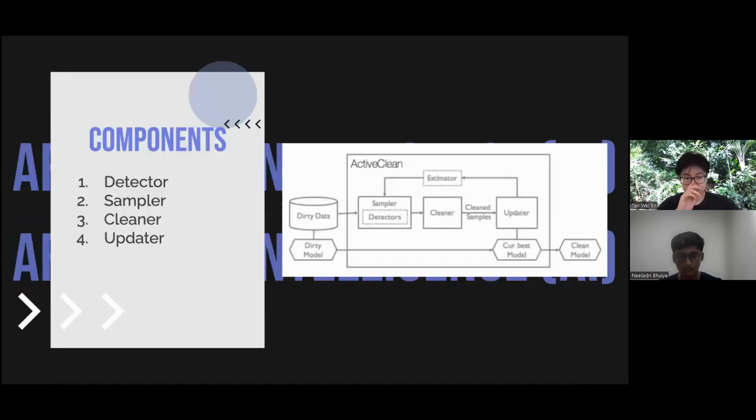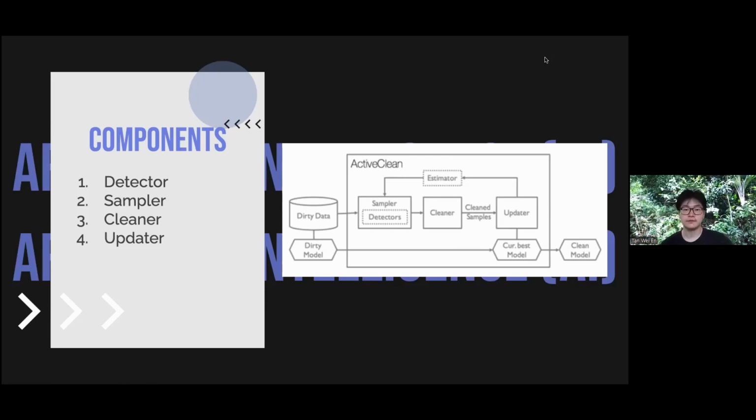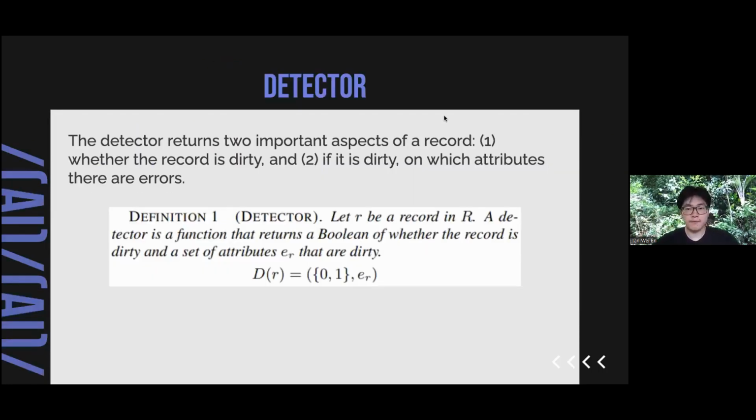Okay, so ActiveClean comprises these four components: the detector, sampler, cleaner, and updater. Neeladri will share more on the different components and our project. Okay, so as I said, there are the four components: the detector, sampler, cleaner, and the updater. First component is the detector.